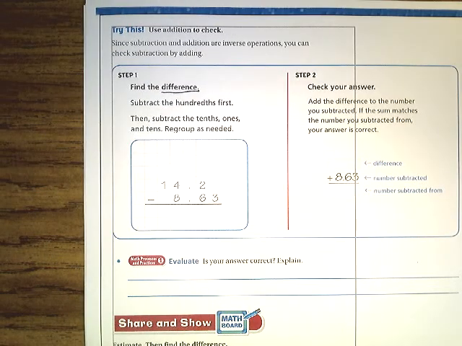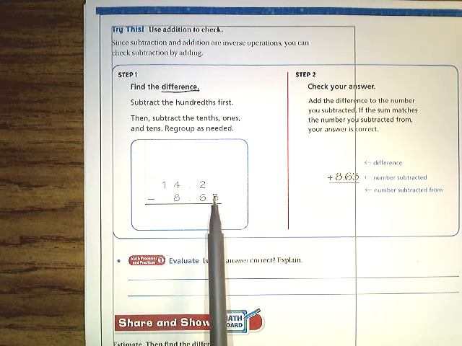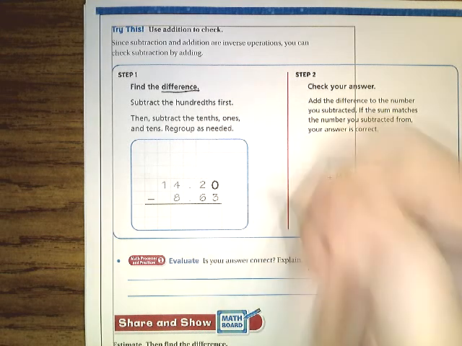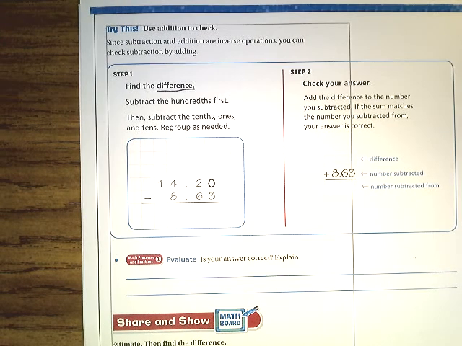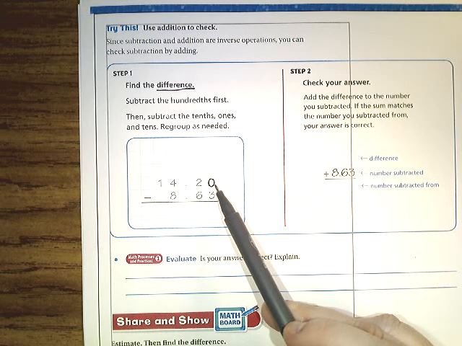One thing I'm going to point out in this problem is we have 14.2 and 8.63. We're going to add a 0 here next to the 2 above the 3 as a placeholder. If there's nothing there, that's just 0. All right, let's look at it. So we're going to go ahead and work through this problem.